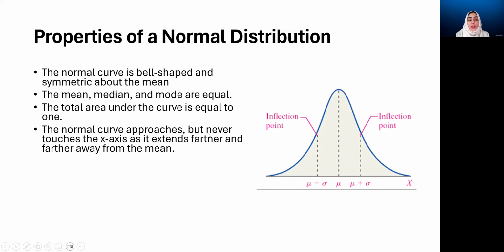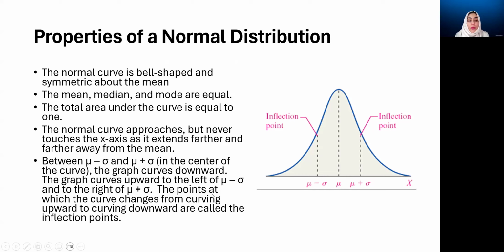The normal curve approaches but never touches the x-axis as it extends farther and farther away from the mean. So here, it might seem to be touching the x-axis, but it never does. Which means the probability becomes lower and lower, very small, but it never becomes 0. And yet the area under the entire curve, including the extended left and right tails, is 1. And it is defined by a function.